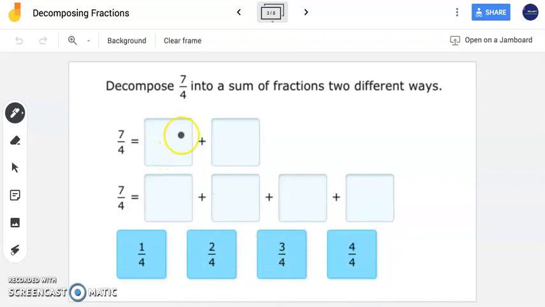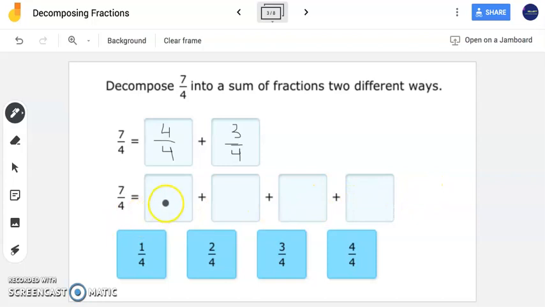So here, I need to select two of these fractions from the bottom that would go in each of these boxes. So what would equal 7/4? Well, if I have 4/4 and 3/4, I notice I have the same denominator, so I can add my numerators. 4/4 plus 3/4 is 7/4. And notice I decomposed 7/4 into two different pieces, 4/4 and 3/4. But now when we add them together, it brings you back to 7/4. Now I'm choosing to do it this way, but somebody else might choose to do it a different way.